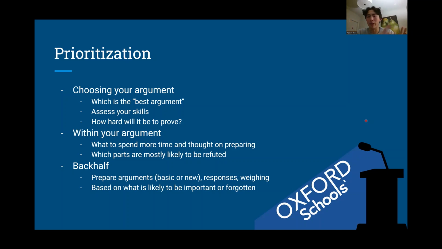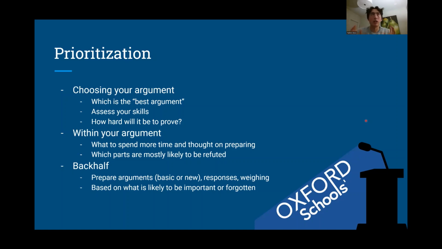I'm going to choose a different argument that's maybe a bit easier. All right, now that we've actually chosen our argument, how do we use prep time effectively in actually writing the argument? It's important to realize that certain arguments have different burdens. What I mean by that is you're going to be spending more time maybe on a mechanism, maybe more time on impacts.